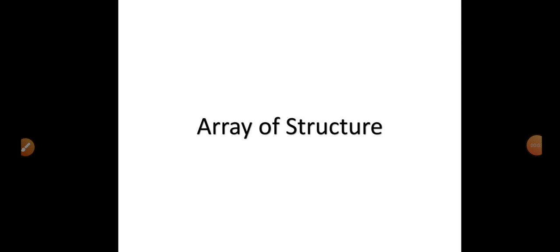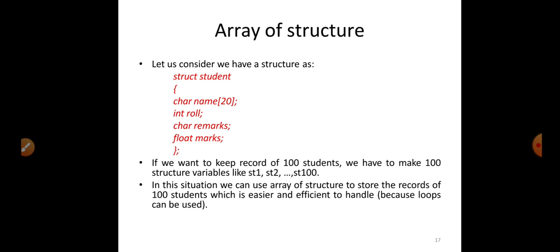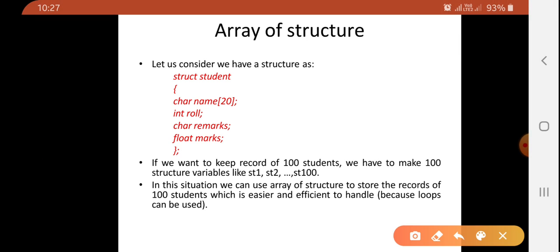Today I am going to teach you array of structure. Let us consider we have a structure student which contains name, roll number, remarks and marks. If I create one variable s1 of struct student, then s1 will store the information about one student, meaning the name, roll number, remarks and marks of one student.